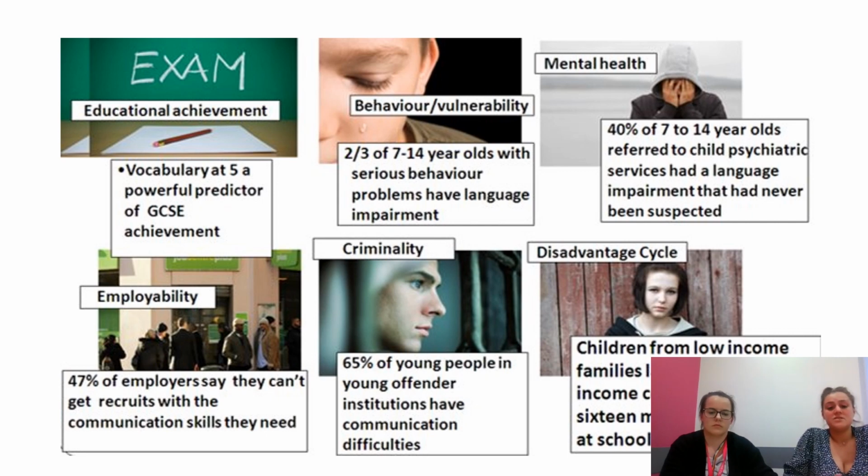Impacts on employability too. So 47% of employers say they can't get recruits with the communication skills they need. If you're thinking a bit about criminality, so like youth offending service and things like that, 65% of young people in young offender institutes have communication difficulties. And then just a little bit about the disadvantage cycle too. So children from low income families lag behind high income counterparts by 16 months in vocabulary at school entry.